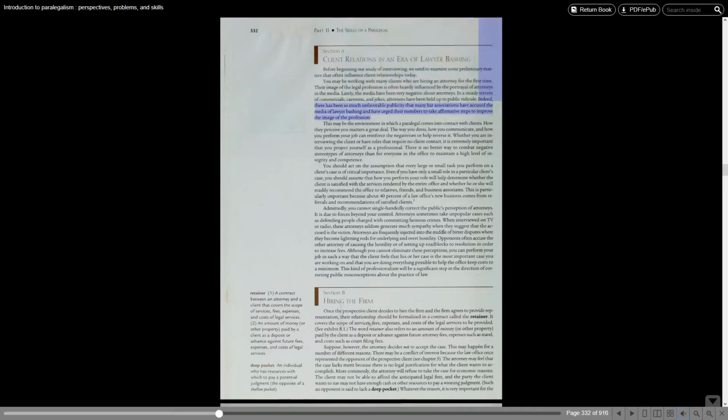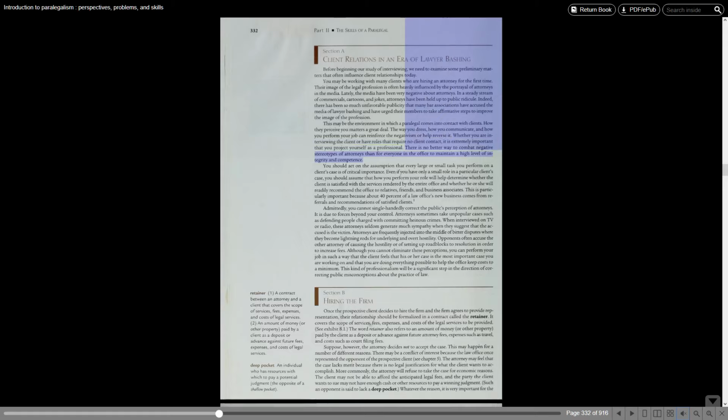Indeed, there has been so much unfavorable publicity that many bar associations have accused the media of lawyer bashing and have urged their members to take affirmative steps to improve the image of the profession. This may be the environment in which a paralegal comes into contact with clients. How they perceive you matters a great deal. The way you dress, how you communicate, and how you perform your job can reinforce the negativism or help reverse it. Whether you are interviewing the client or have roles that require no client contact, it is extremely important that you project yourself as a professional.